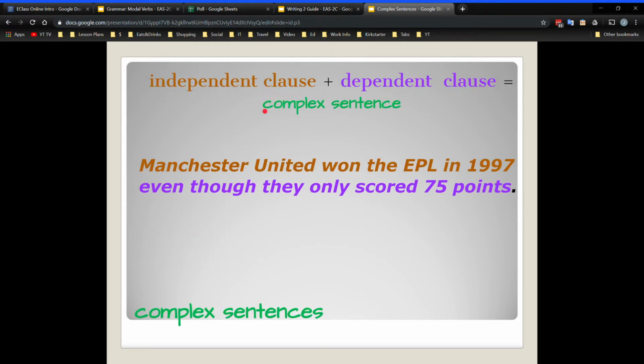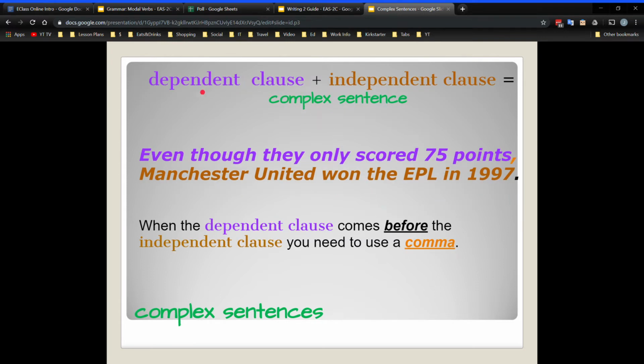So the most common way would be to start with the independent clause first, like this: Manchester United won the EPL in 1997. Then add the dependent clause, even though they only scored 75 points. This is kind of the easiest way to do it. And once we put those two together, we can add the end mark or add the period at the end, and make it a full sentence.